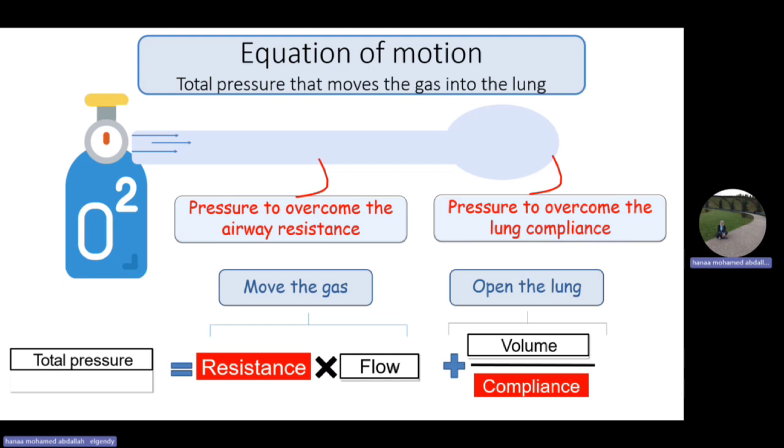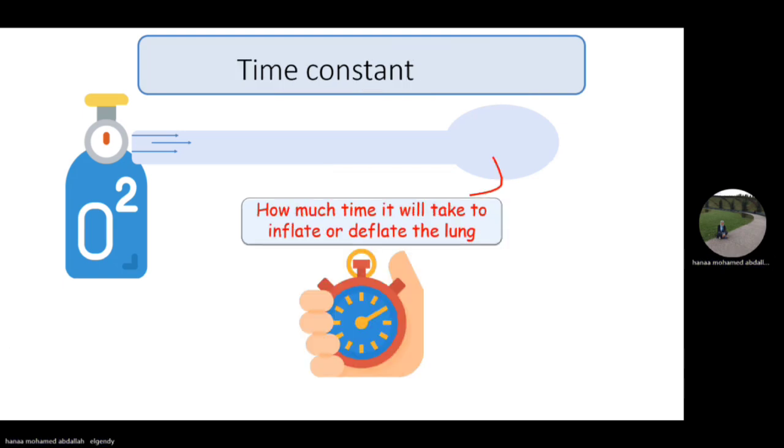So we have two pressures that should be followed during mechanically ventilated patients. The first is the resistance, and the second is the pressure that would open the lung, the pressure to overcome the lung compliance. What is the time constant? It's the time that it will take to inflate or deflate the lung.